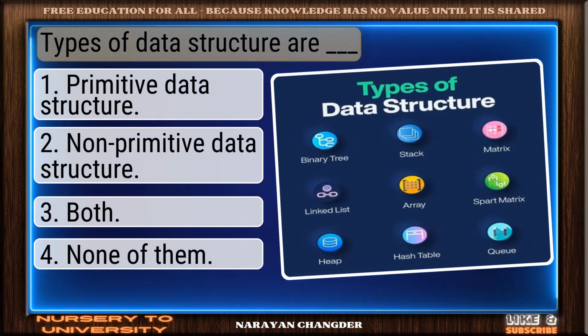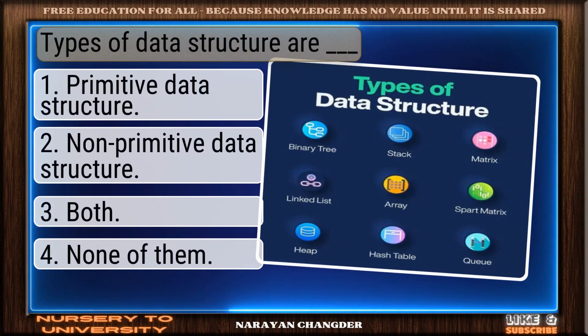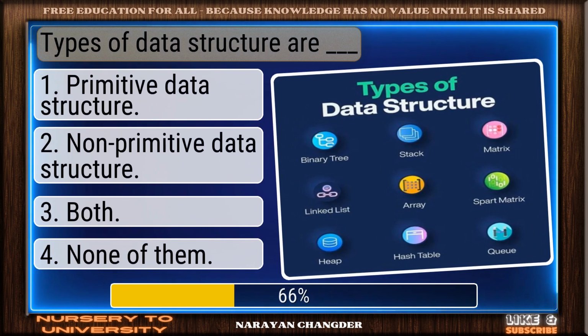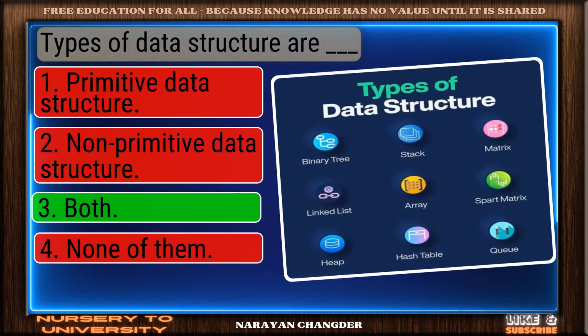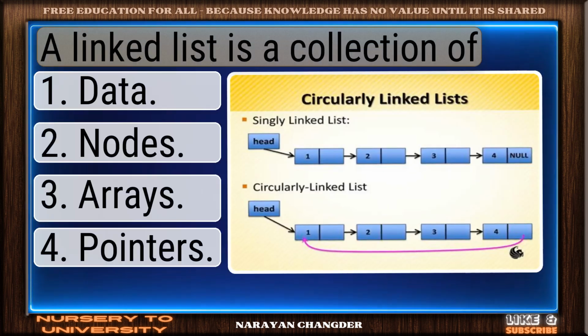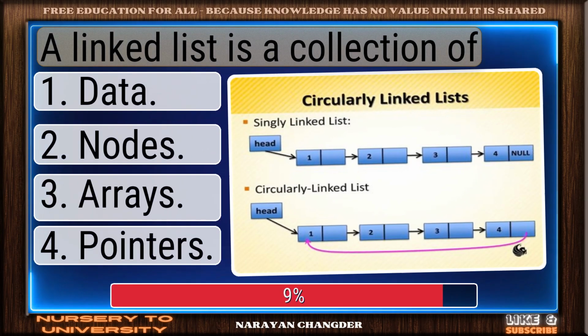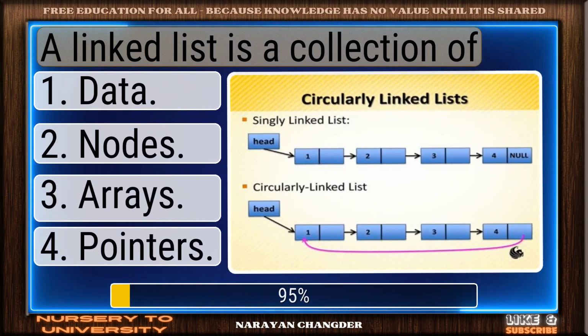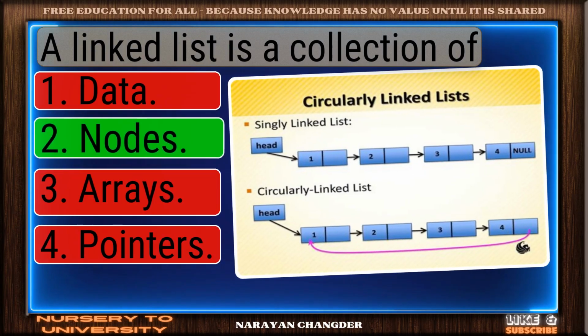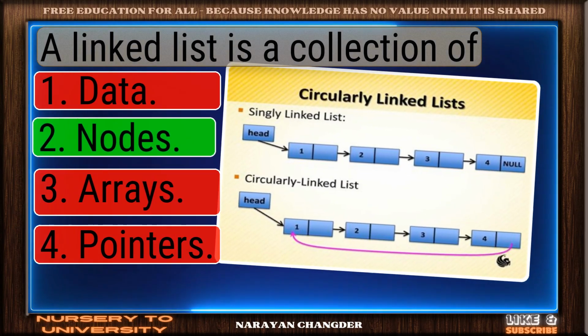Question number 27. Types of data structure are dash. Good job. Your answer both works well here. Question number 28. A linked list is a collection of. Smart pick. Nodes is the correct choice.